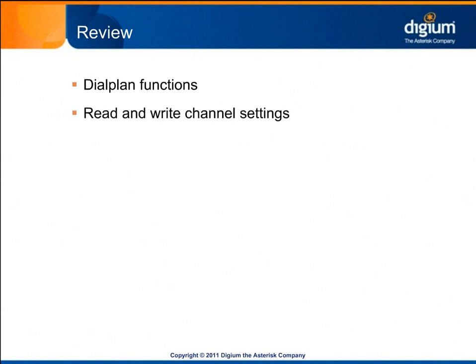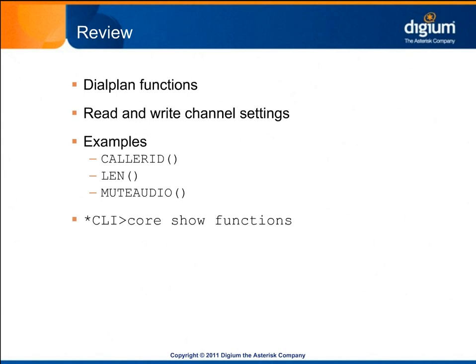In this module, we introduced the concept of dialplan functions. We learned how they extend dialplan capabilities by making it easy to read and write channel settings. And we saw several examples of native Asterisk functions. For a complete list of available functions in your version of Asterisk, you can run core show functions on the Asterisk CLI. In the final module of this chapter, we'll discuss dialplan subroutines, which offer a way to group related lines of dialplan together so they can be called as a group. As you'll see, this is a good way to keep the size of your dialplan small even if you have hundreds or even thousands of similar extensions.